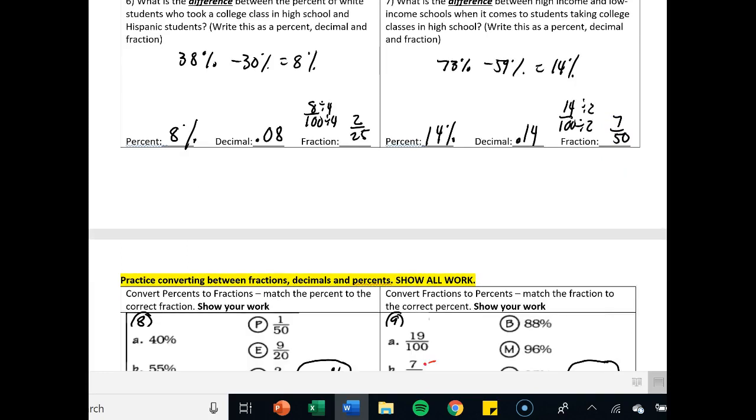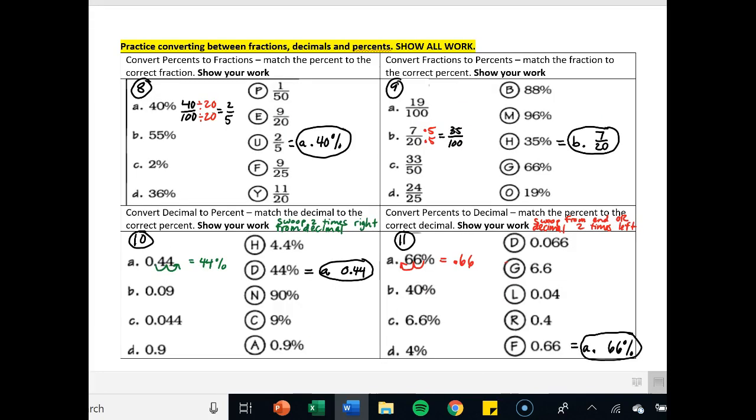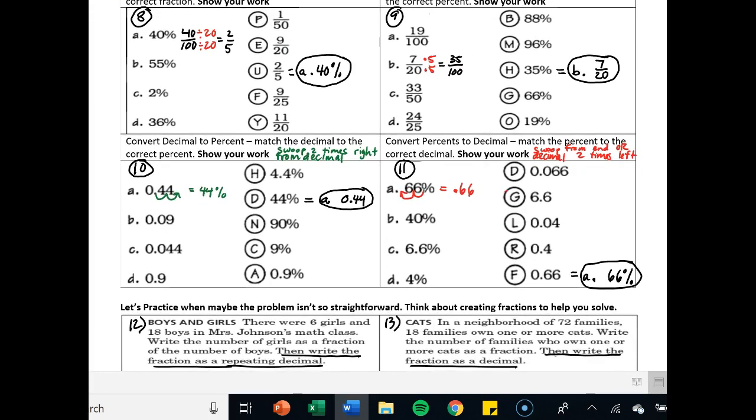Right? So that's it. Your homework is very straightforward. I've done one problem in each one. So like for here, number 8, you'll notice you have 4 problems to do with 5 possible letters to match up. That means one letter won't match up. But it's basically just saying take this percent and turn it into a fraction. So all these percents are fractions over 100. Simplify, and then you'll match it up with the correct fraction on the other side.